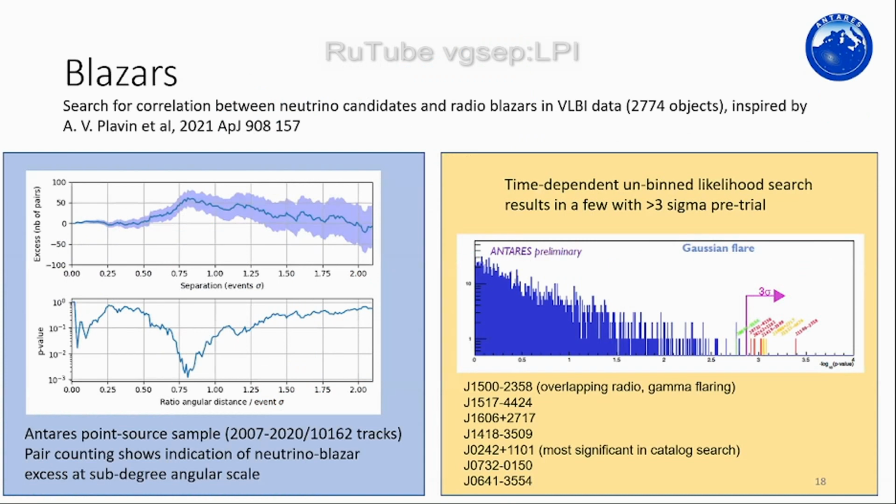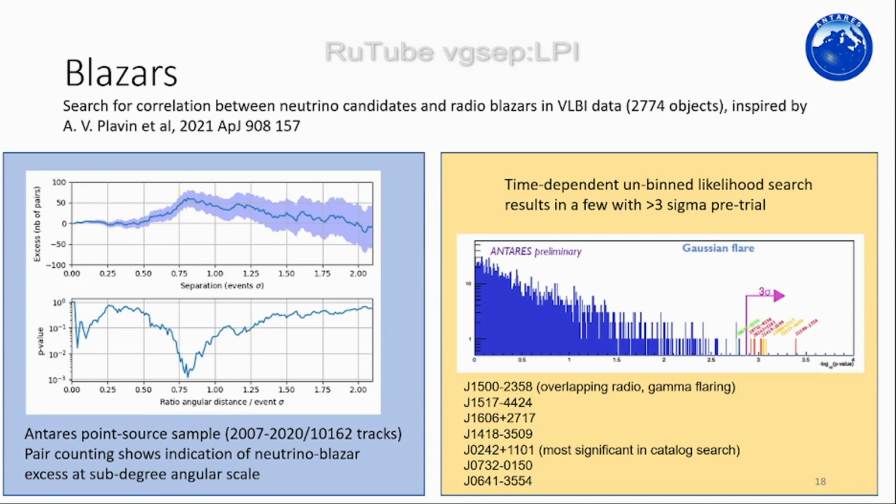Blazars seem to be very hip, so triggered by IceCube data correlation with these blazars and VLBI data, we took that set of data and did a 2-point correlation function here. No discovery, but we do see hints for subdegree angular clustering right here. So this is about 2.3 sigma, right? This is the different distance between the events, and you see the amount of correlations.